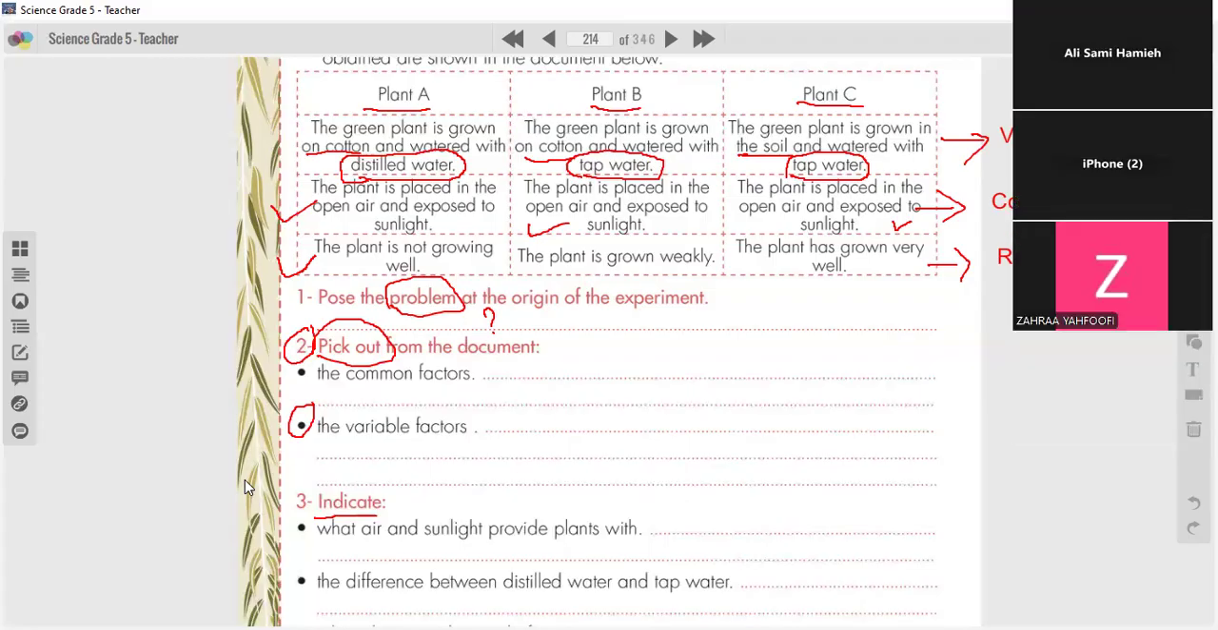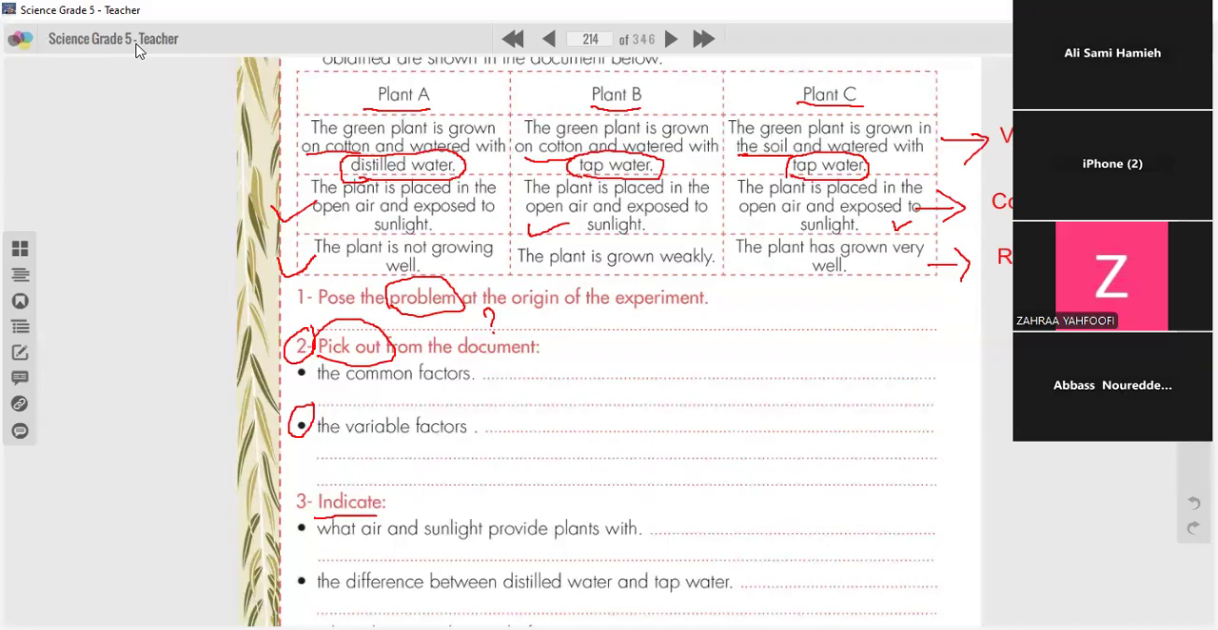Let me ask another student. I need Malik. Did you hear me? Go ahead Malik, indicate the second point. Most of these questions we already answered during the explanation. Read it please. The difference between distilled water and tap water. What is the difference? The mineral salts. Exactly. So distilled water has no mineral salts. What about the tap water? It has mineral salts. Excellent. Perfect.